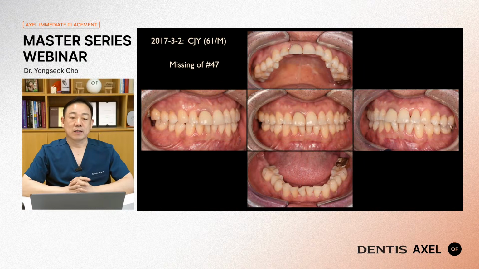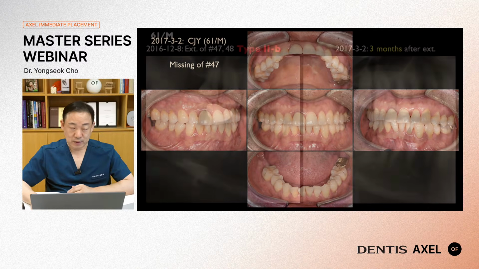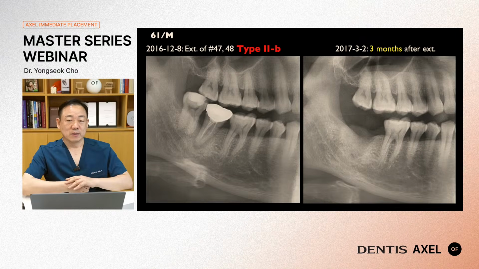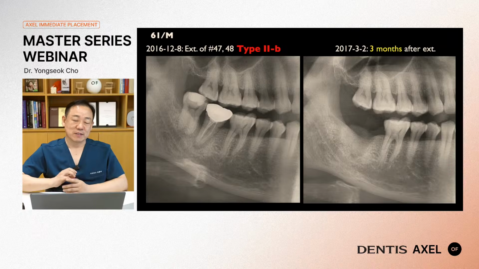Okay, I'll show a case. Here is a 61-year-old male patient who missed the right second molar. The original condition was a type 2B extraction socket, so it was impossible to place implant immediately. So I decided to wait several months after extraction, and re-evaluated the case 3 months later.